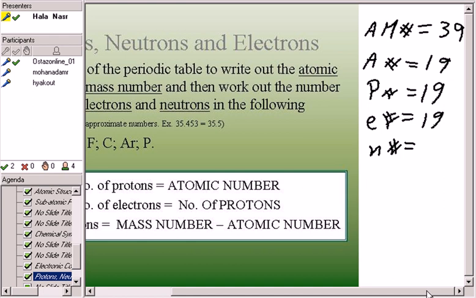Who can figure out the number of neutrons? Who remembers? How do we get the number of neutrons? It's written in here. It's so obvious. The number of neutrons is the mass number minus the atomic number. So it's merely 39 minus 19. So the number of neutrons is 20 neutrons.